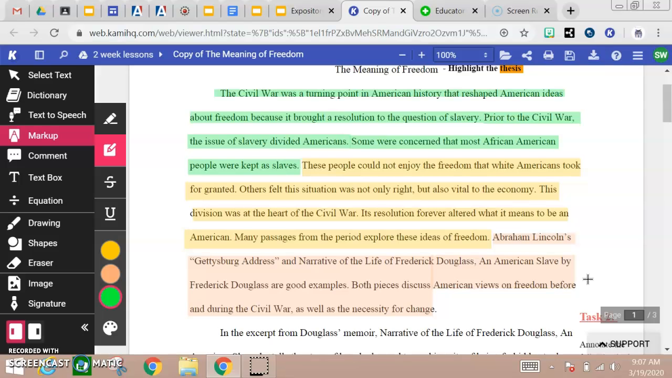So again, in your thesis, what are you using to explore and to inform us, so your text, and then what three ideas are you going to explore? Again, like they said, American views on freedom before, during, and the necessity of change. So that's three things. In your thesis, it's what three things are you going to talk about. And it could be in list form, just how they did it, like they said, you see how there's a one, two, three. So I hope that helps a little bit.